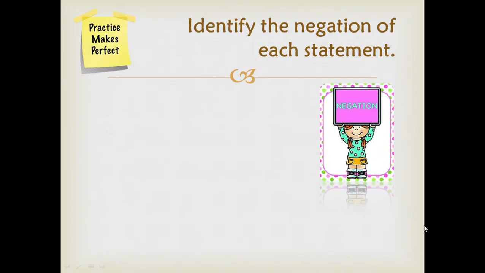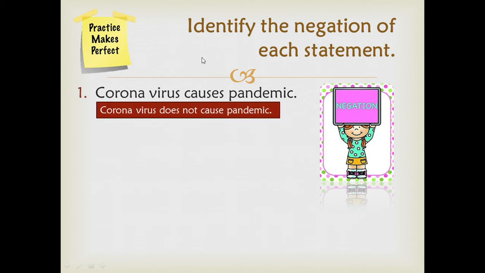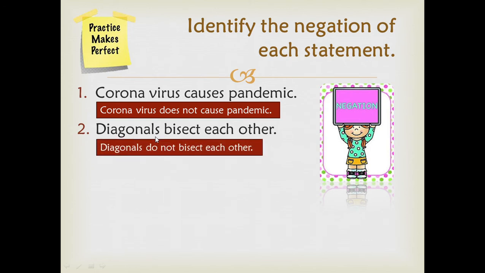So, let us try to identify the negation of each statement. Coronavirus causes pandemic. So, since ito ay singular, ang gagamitin natin ay does not. Okay? So, coronavirus does not cause pandemic. Number 2, diagonals bisect each other. So, ito ay naka-plural form naman. So, ang gagamitin natin ay diagonals do not bisect each other.